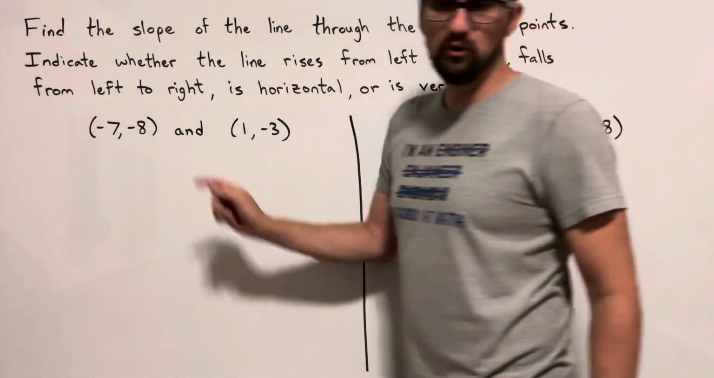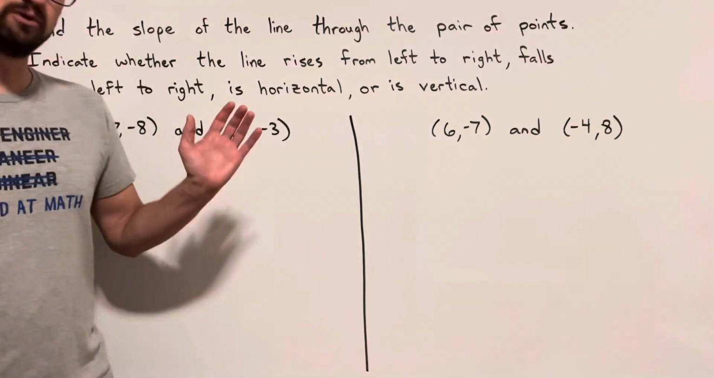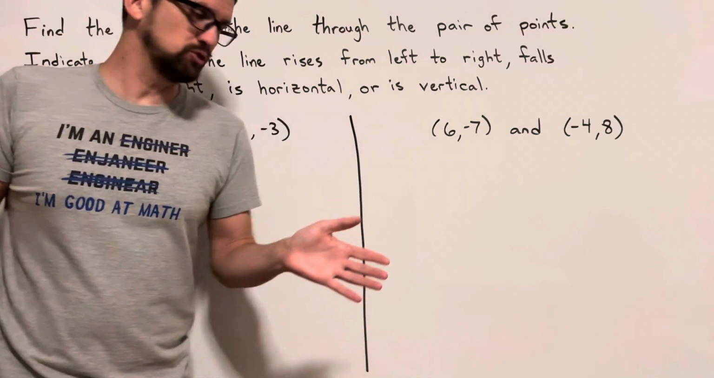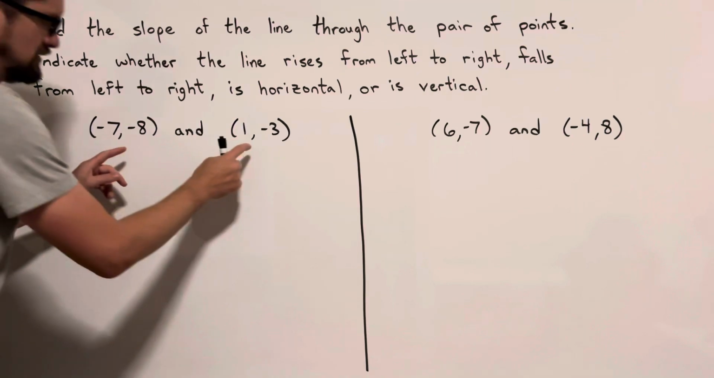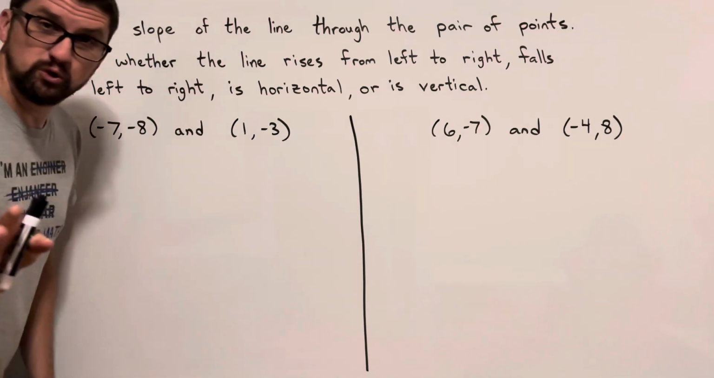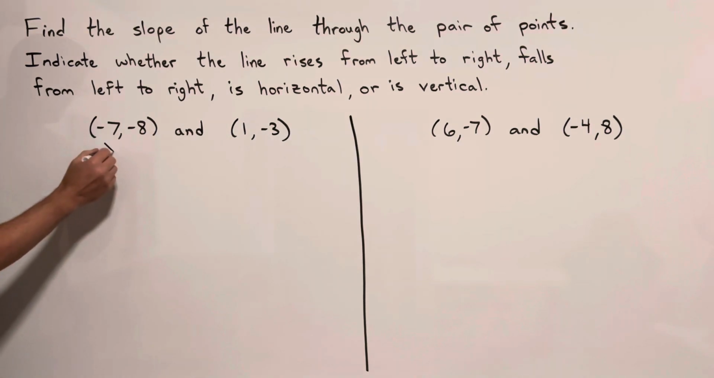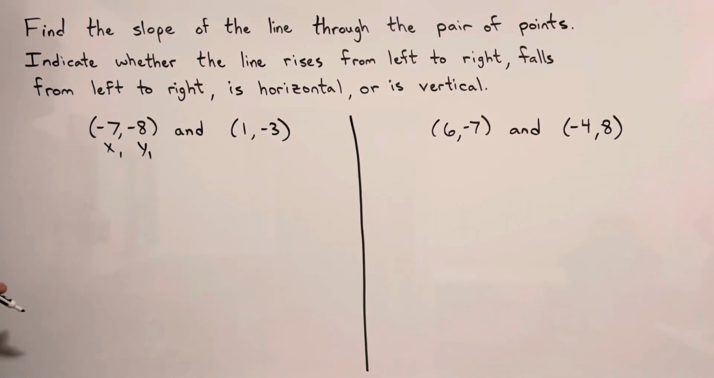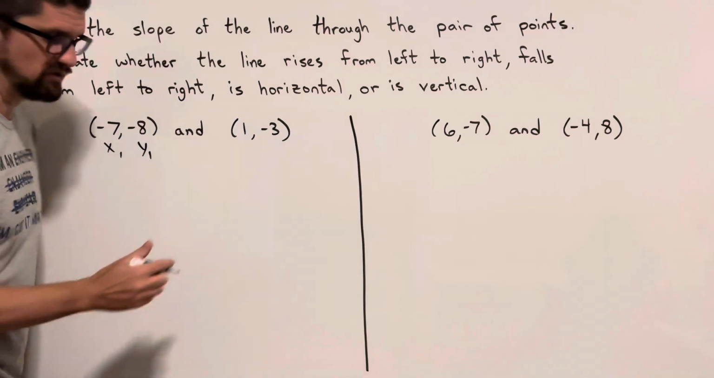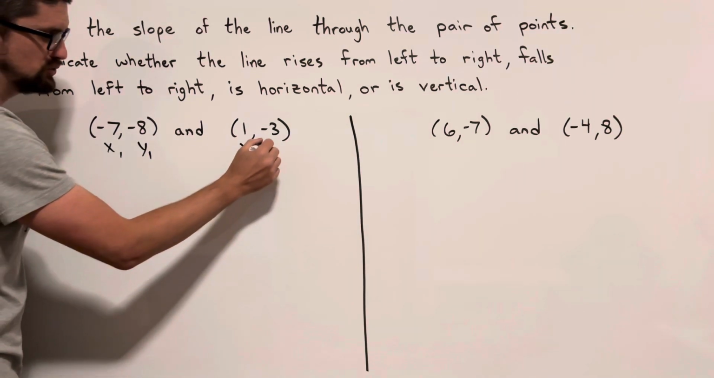All right, so we have 2 points here, and that's all we need for a straight line. First thing you want to do is label them. This is the first point, so I'm going to label it x1, y1. This is the second point, and I'm going to label that one x2, y2.